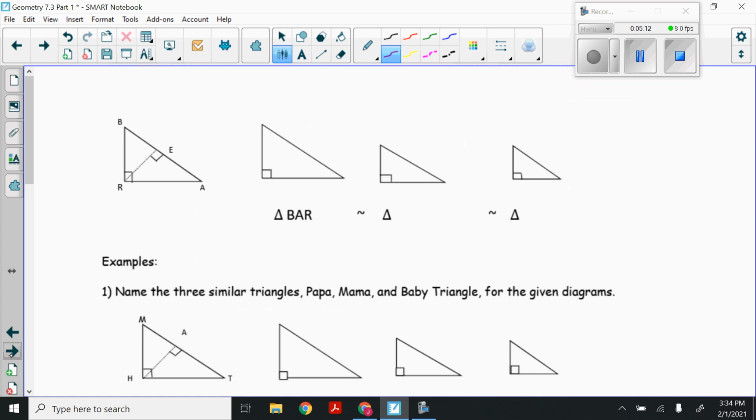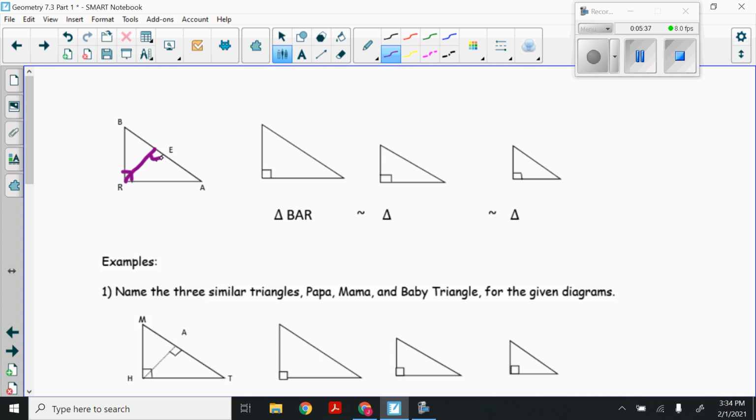So this is the triangle that they give to me. Triangle BRA, that's my great big triangle, right? There's my original 90. We drew an altitude from that 90 over to my hypotenuse, made another 90, and we labeled that E. We want to draw the three triangles, the Papa Bear, the Mama Bear, and the Baby Bear. So we see that they've all three been drawn for us.